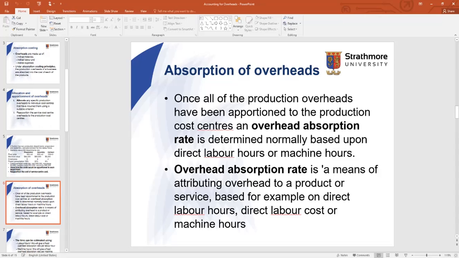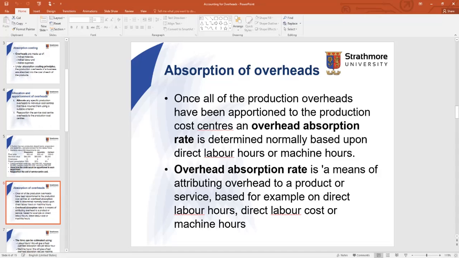So don't forget, when it comes to the cost apportionment, we need to apportion the cost to the production centers. If there's a service center, then all those costs need to be absorbed, taken into account, among the production departments only.